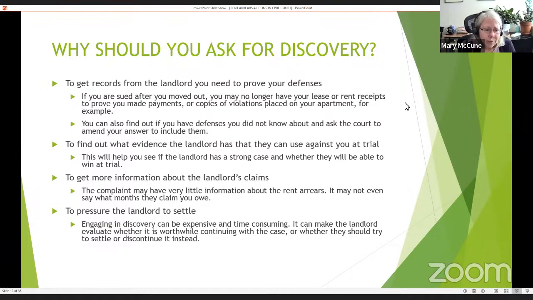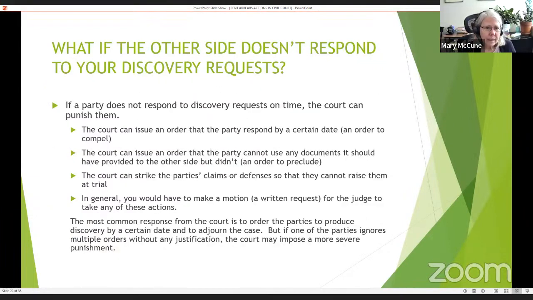And it's also a way to pressure the landlord to settle. Engaging in discovery can be expensive and time consuming, and it kind of forces a landlord to review their documents, or at least their attorney to review them, and see if it's really worthwhile continuing the case. Maybe it will persuade them that it's a better option for them to settle or even to give up on it altogether. And what if the other side does not respond to your discovery requests?